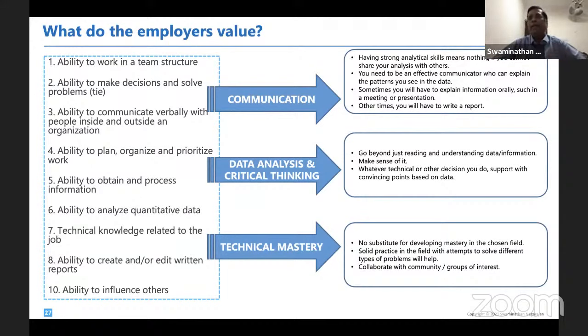Finally, technical mastery. There is no substitute for this. If you want to become a top-class Python developer, you have to become one, and you need to put in effort for it. There is a saying that to develop mastery, you need to put in 10,000 hours or something like that. Whether it is 10,000 or 5,000 doesn't matter. If you are not passionate about it, you can never develop it. Remember, there is no substitute for technical mastery. You have to develop it and demonstrate it. There are various ways of assessing it.